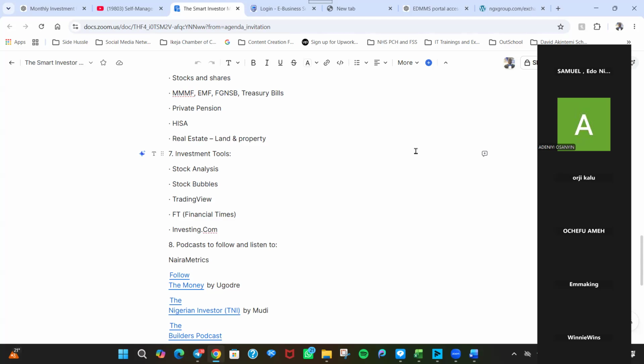Finally, yes, go on. That stock analysis and stock bubbles, are they website or an app? They are websites, but they also have app. Stock analysis has an app, and the same thing you can do on the website, you can do on the app. If you go into Play Store and type in stock analysis, it will come up. The same thing if you go into Play Store and type stock bubbles, it will come up. So they have app.